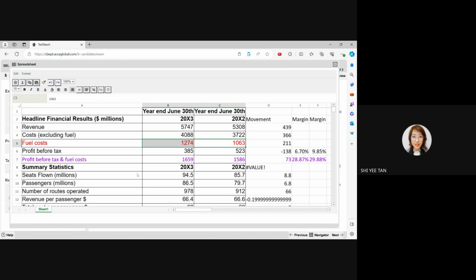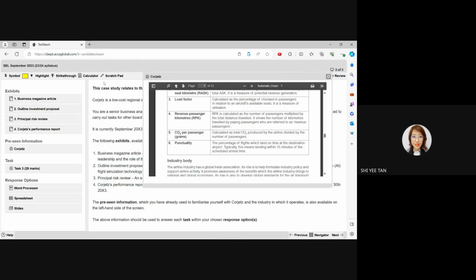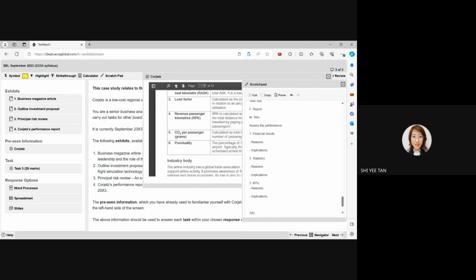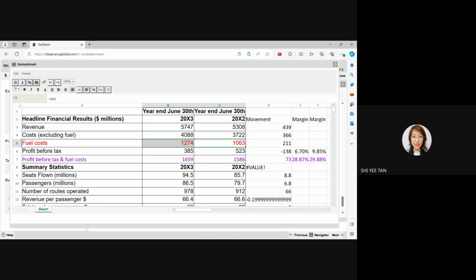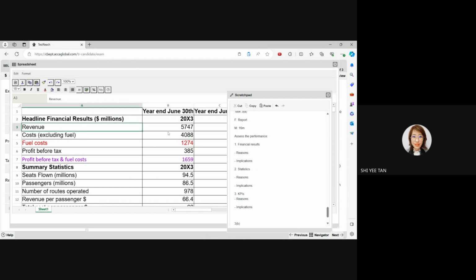Now, how to do this? How to answer your question? The question is here. Your question said reasons and implication. So when we do this kind of performance analysis, we will look at line one by one. The first one is revenue.